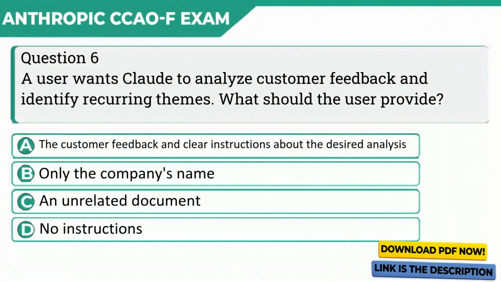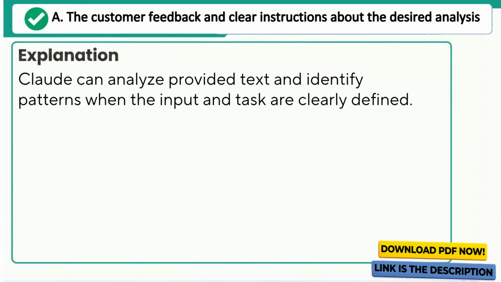Question 6. A user wants Claude to analyze customer feedback and identify recurring themes. What should the user provide? A. The customer feedback and clear instructions about the desired analysis. B. Only the company's name. C. An unrelated document. D. No instructions.